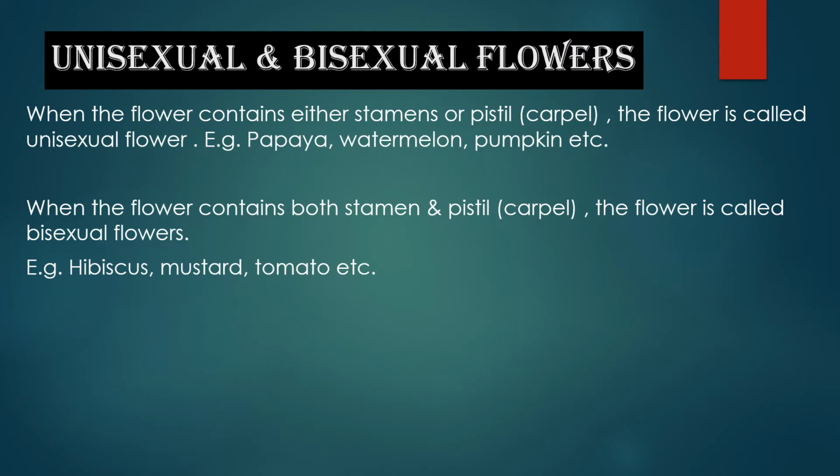Now flowers, depending on how they have got the reproductive parts, are classified as unisexual and bisexual. When the flower contains either stamen or pistil, the flower is called unisexual. Example, papaya, watermelon, pumpkin, etc. When the flower contains both stamen and pistil, then the flower is called a bisexual flower. Example, hibiscus, mustard, tomato, etc.